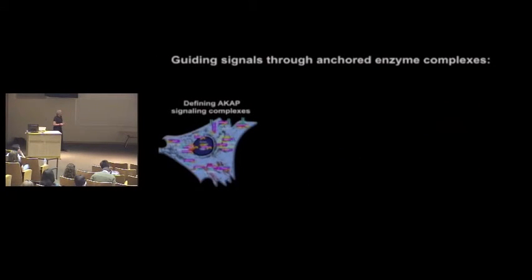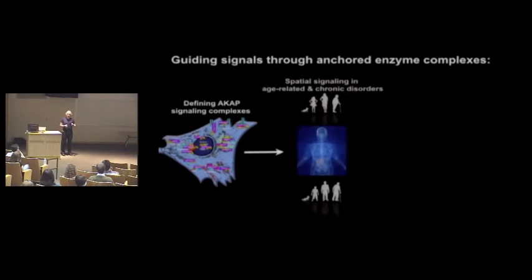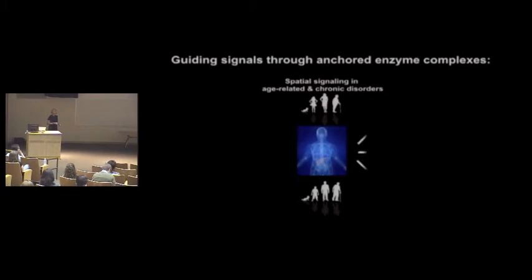So with that introduction, what we've done in the last few years is really moved away from trying to define these complexes, which I would describe as a sort of molecular stamp collecting, towards understanding how they perform local signaling mechanisms in the context of disease. And the diseases that we've focused on, and this might be in relation to what's happening to me, are age-related and chronic disorders. What do I mean by that?